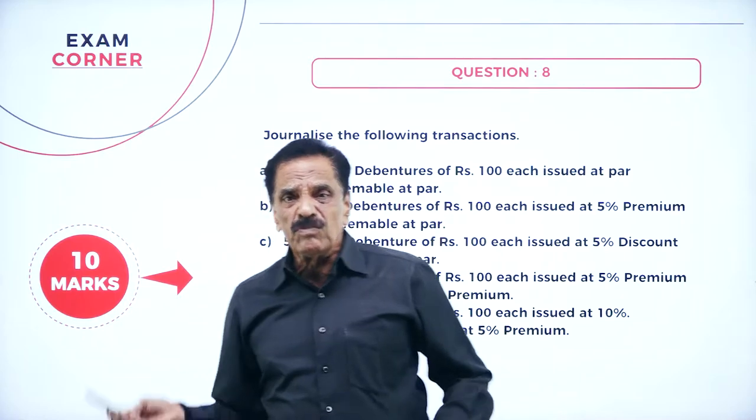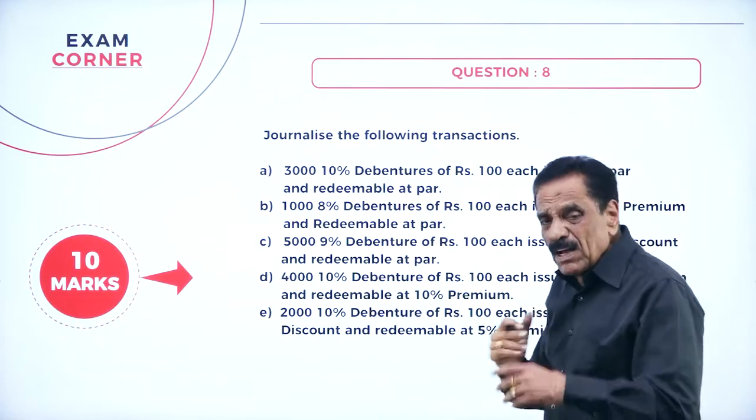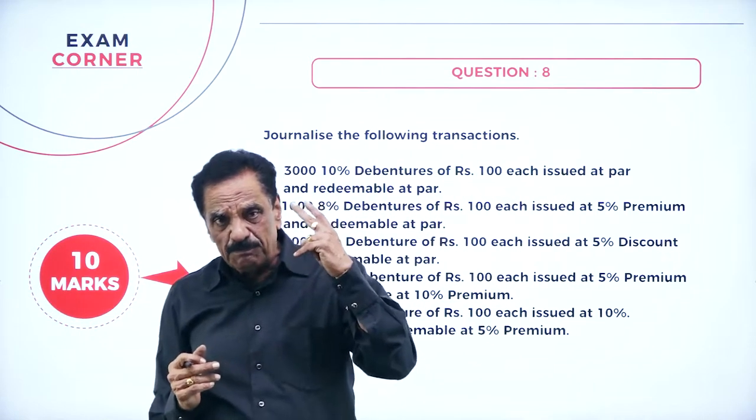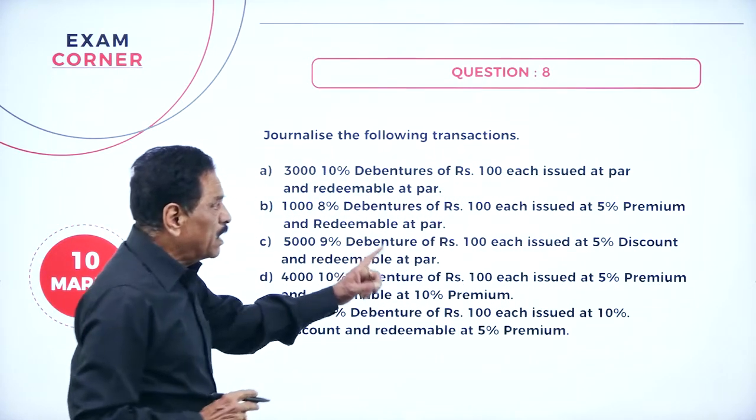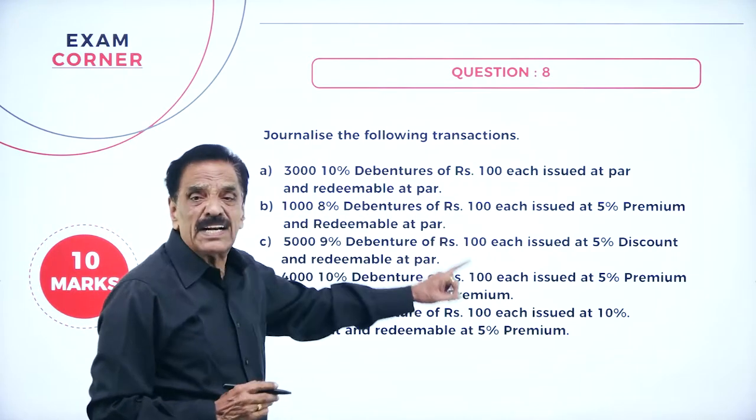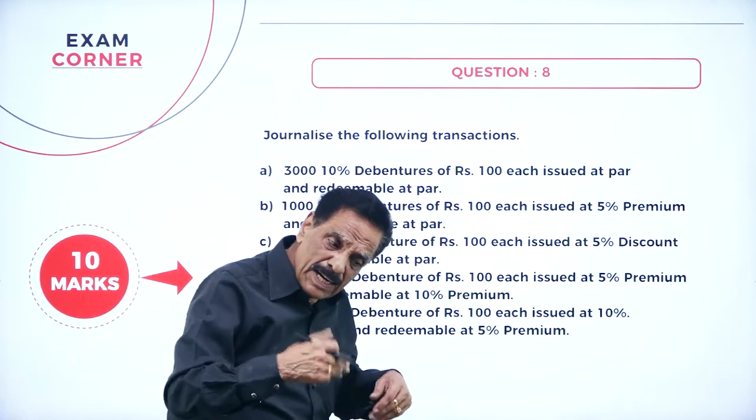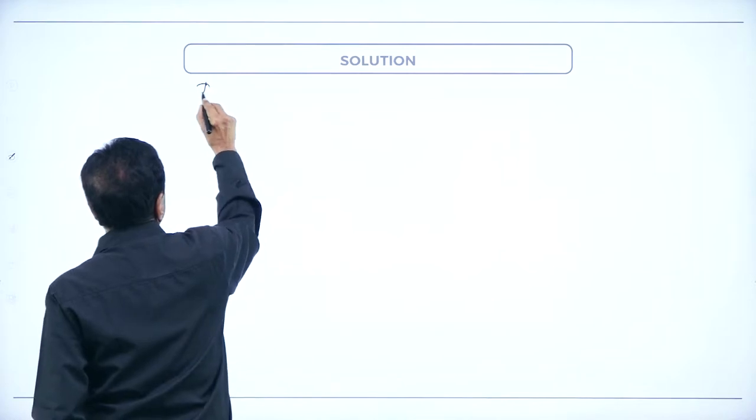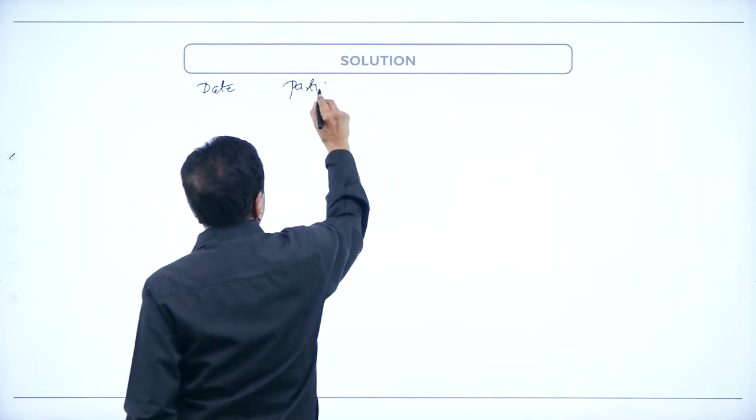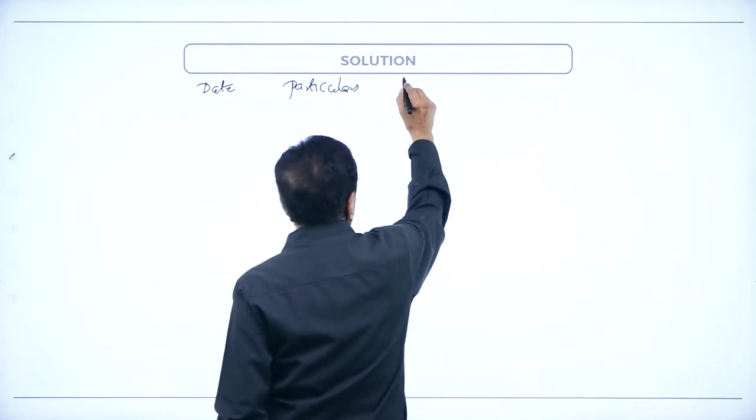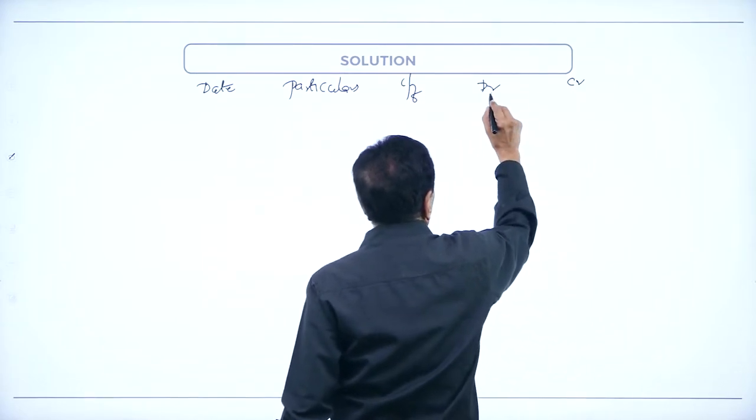Now, we will go with these entries. This is a model question paper for 10 marks. There are 5 entries or 5 groups. Each will have 2 marks each. First, we'll take 3,000 10% debentures of rupees 100 each. 3,000 into 100 is 3 lakh. Issued at par, redeemable at par. Taken at par, redeemable at par. Date, particulars, ledger folio, debit, credit, followed with rupees.